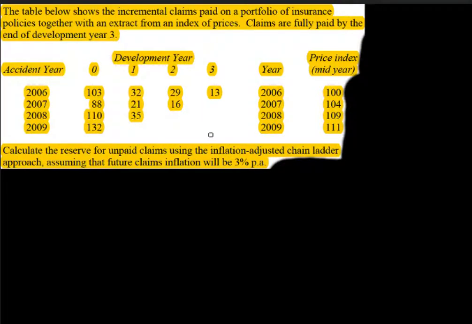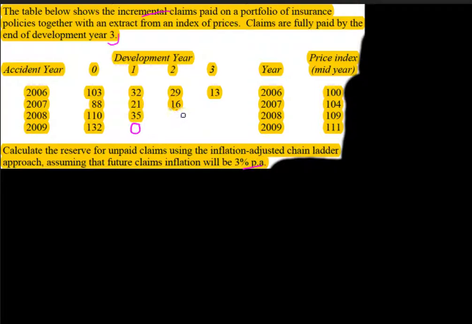So it says here, the table below shows the incremental claims paid on a portfolio of insurance policies together with an extract from an index of prices, which is here. Claims are fully paid by the end of development year 3. Okay, so these are the details we've got, and it says calculate the reserve for unpaid claims using the inflation adjusted chain ladder approach, assuming that future claims inflation will be 3% per annum.